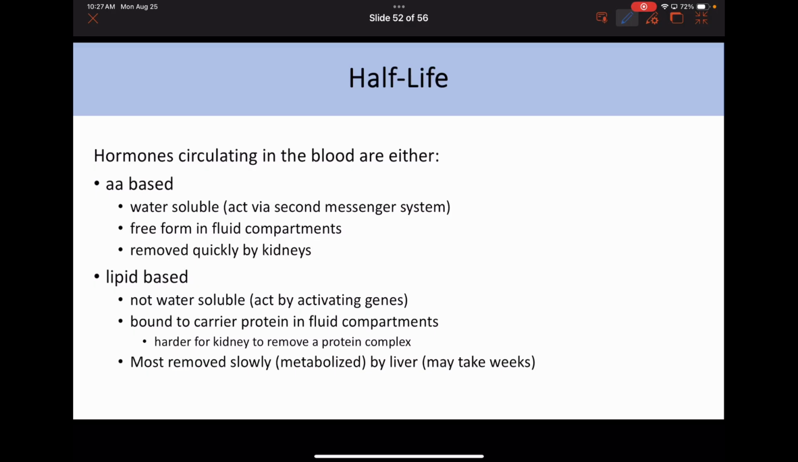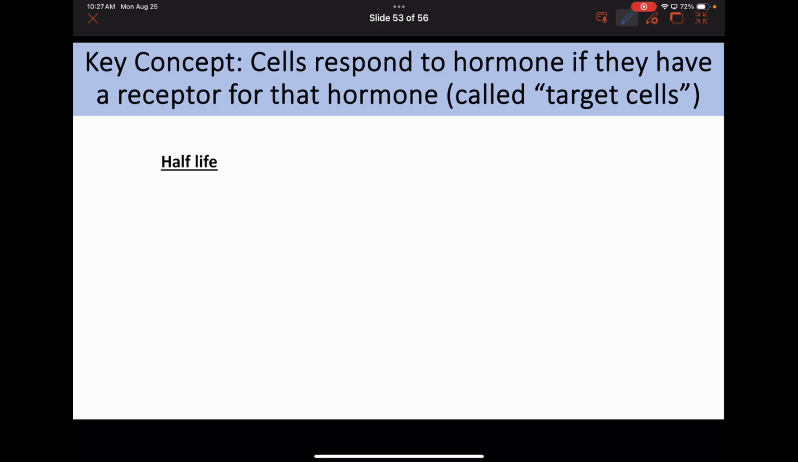So a half-life, I keep forgetting which one I'm working on. A half-life is the length of time for a hormone's blood level to decrease by half. So if we have 80 milligrams per deciliter circulating, how long does it take to get it to 40 milligrams per deciliter? Now, let's say we're talking about amino acid-based hormones.